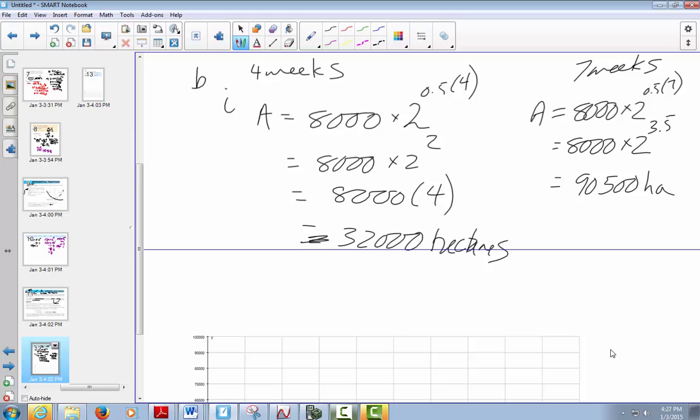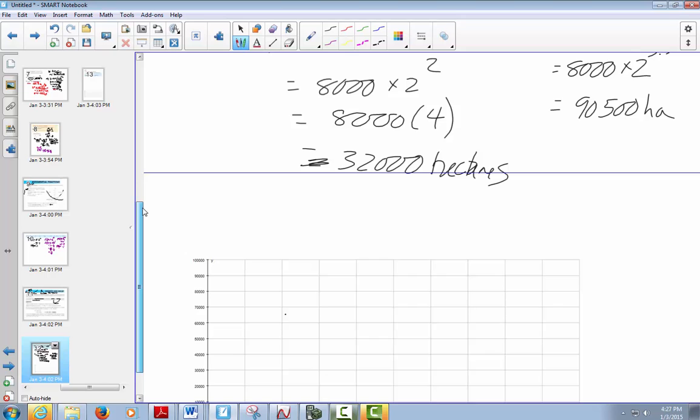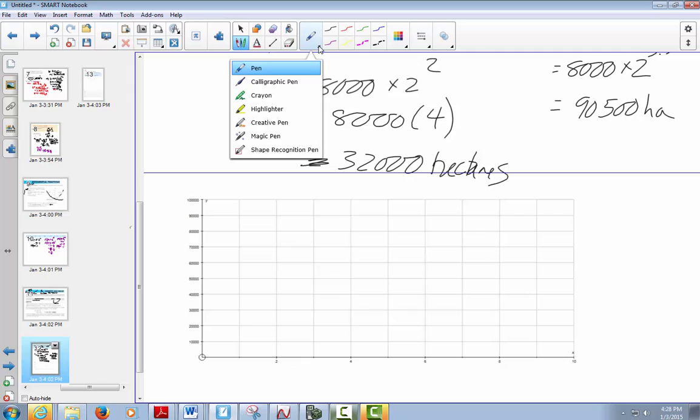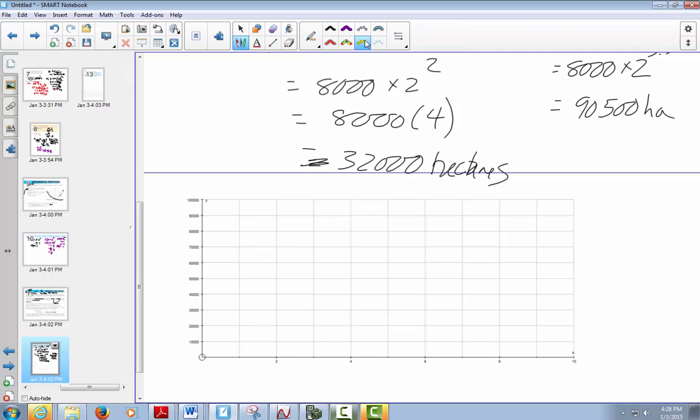So, what are we going to do next? We've got part C. Use A and B to draw a sketch graph of A against n. So, look at that. Got a graph to work with already. Get rid of that dot. And we'll use our favorite points for doing this. Our starting point is at 8,000. So this is A, and so this is hectares. This is weeks. Very important to label your graph so you know where your points go.